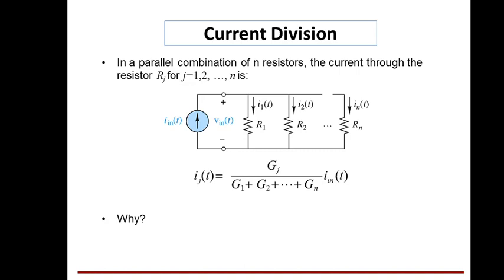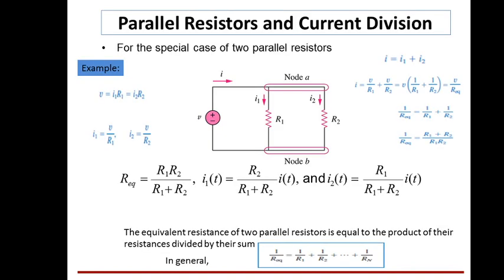Now we'll see the case where two elements are connected in parallel. That is a special case, and we'll see how to find I1 and I2 in a simple manner. Two resistors are connected in parallel between node A and node B. The supply voltage is V and the total current is I. The current divides here: one branch carries I1 and the other I2.